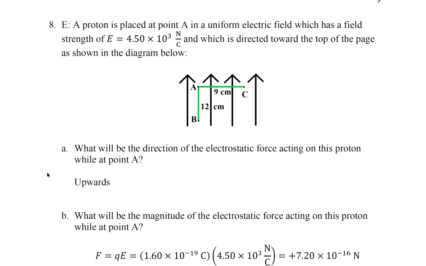Question 8. A proton is placed at point A in a uniform electric field which has the field strength of 4.5 times 10 to the third newtons per coulomb, and which is directed towards the top of the page as shown in the diagram below. Part A. What will be the direction of the electrostatic force acting on this proton while at point A?